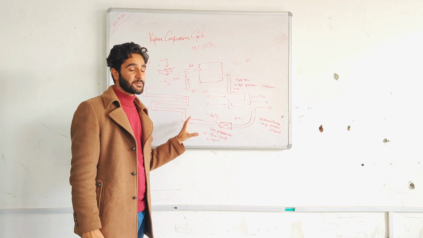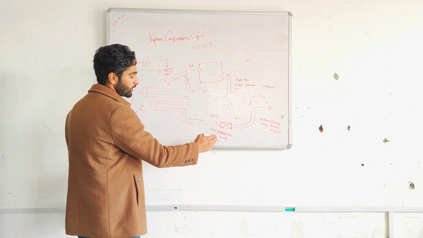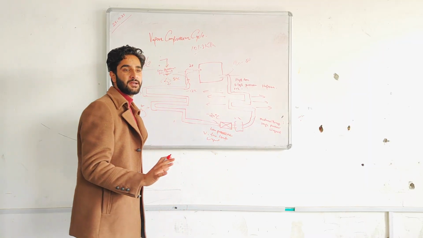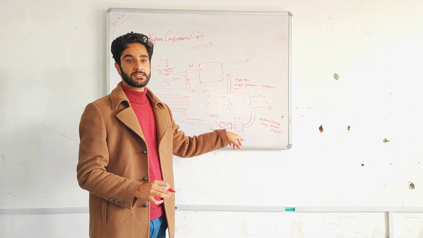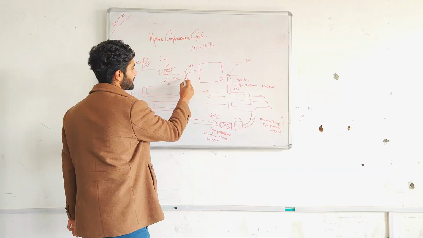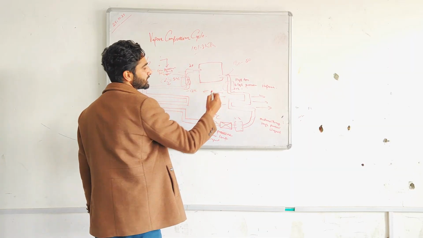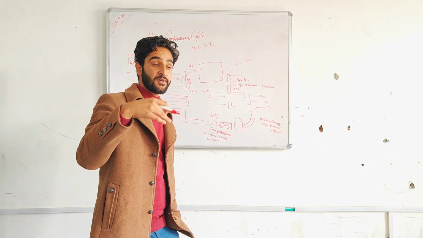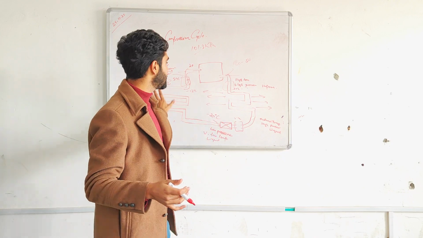And this system may also have other accessory devices installed. That is, sometimes before the expansion device we install a filter here. I will discuss it, but that is not important from an engineering perspective. It is a helpful device. Maybe sometimes a dryer is fitted. Sometimes we attach a receiver or an accumulator here. There are accessory devices also installed in the refrigerator. These have a very good effect on the refrigeration system. But the basic function needs only these four items.